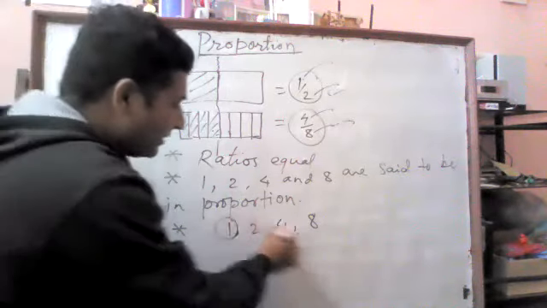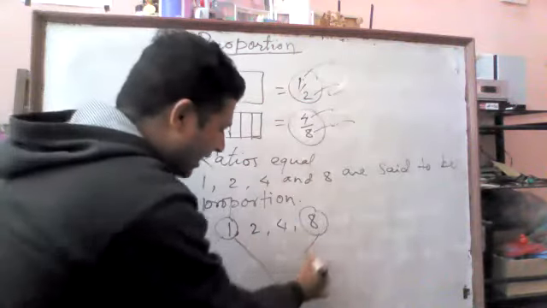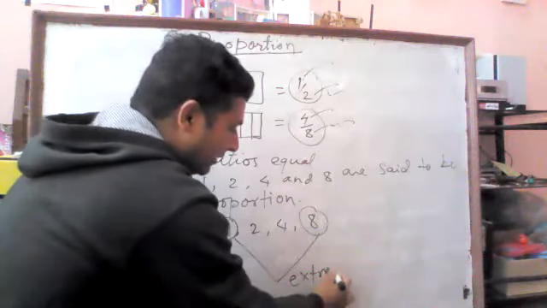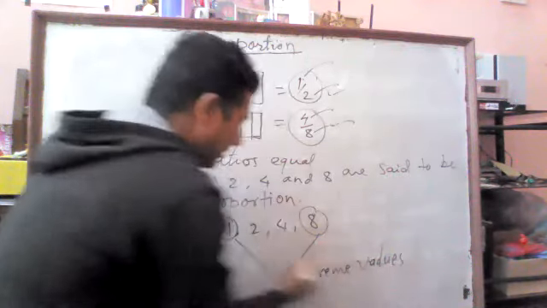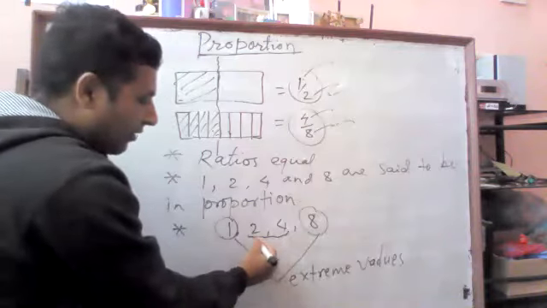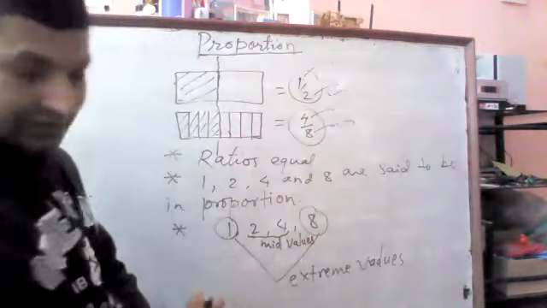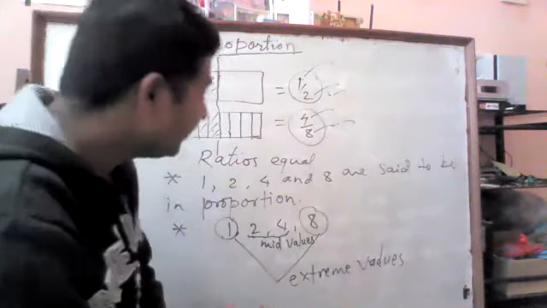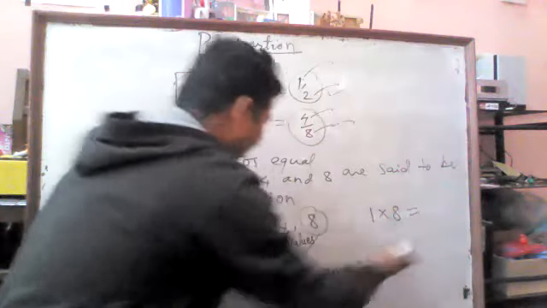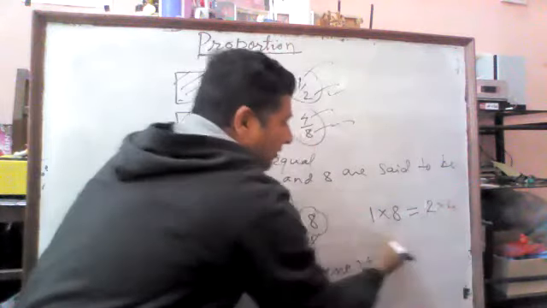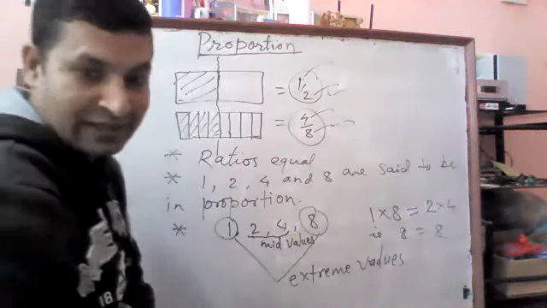Then these numbers at the beginning and last are called extremes, extreme values, and these middle numbers are called mid values or mean values. Then the product of these extremes is equal to the product of these means. That is 1 into 8 equal to 2 into 4. Such a property is also found there.